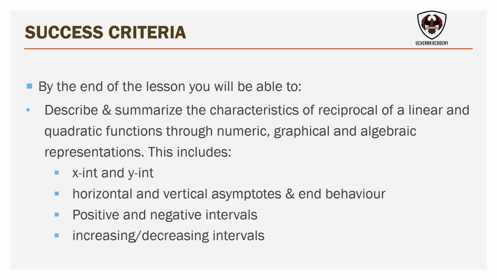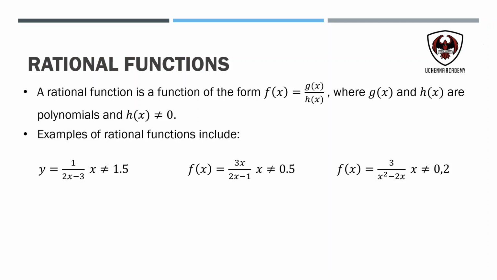And we'll look at some of the characteristics of rational functions like x and y intercepts, horizontal and vertical asymptotes, intervals that are positive or negative versus increasing and decreasing. So here are just some examples of a rational function. It says here that a rational function is a function in this form here.